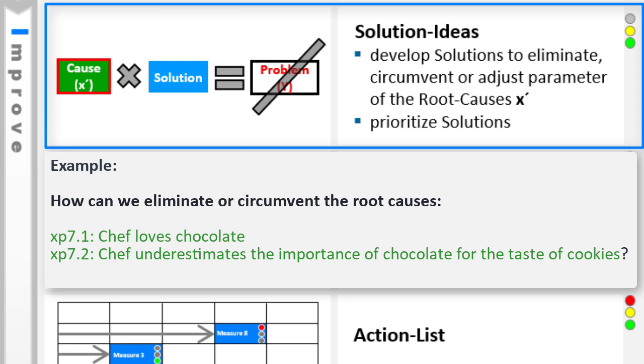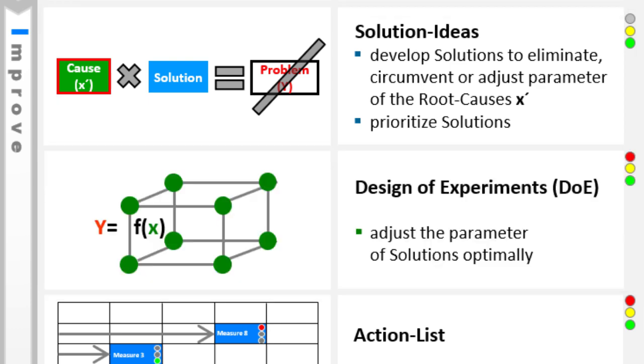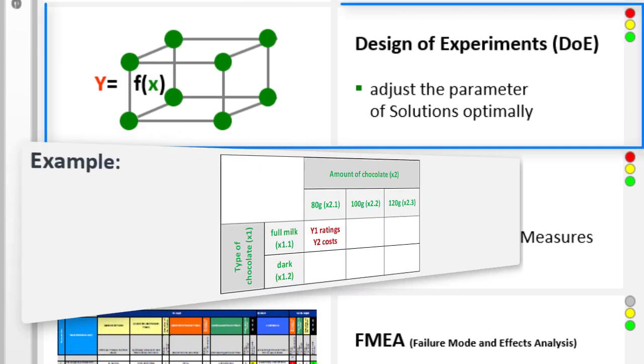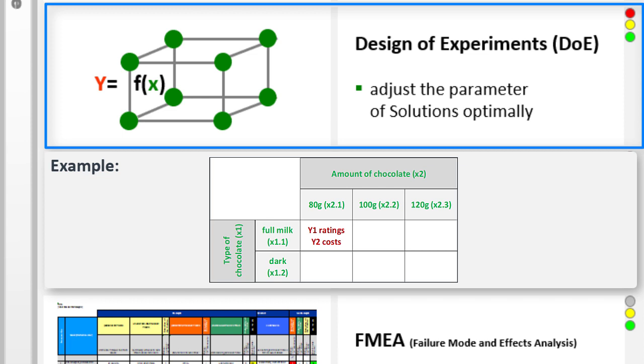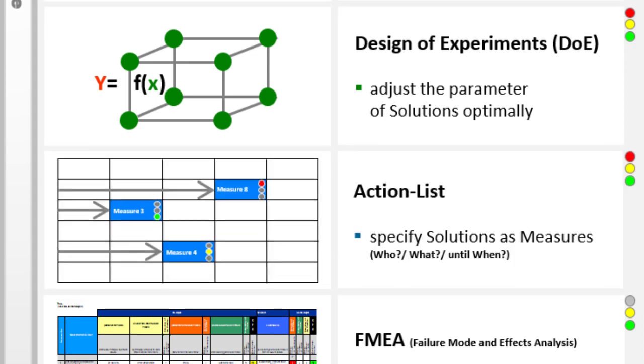A workshop with the experts might be sufficient to develop solution ideas to eliminate or circumvent the root causes and thus to solve the problems. In those areas where technical parameters need to be adjusted, a design of experiments might be helpful to systematically identify the best adjustments of a bundle of root causes to optimize one or more parameters of the output.